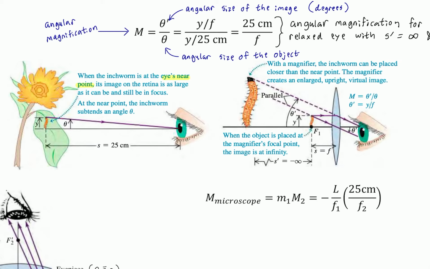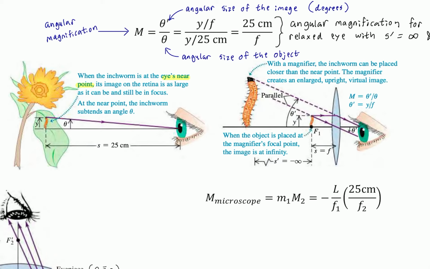But what if you used a converging lens, like a handheld, not microscope, but a looking glass for looking at things up close? With a magnifier, the inchworm can be placed closer than the near point. Whereas before, if you placed the inchworm closer, it would not have been focused.